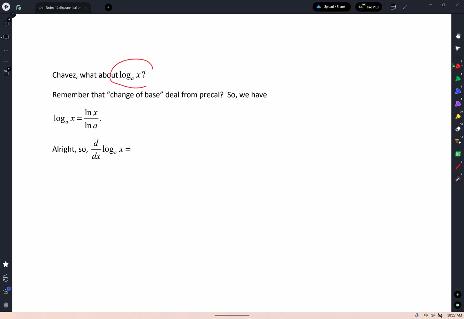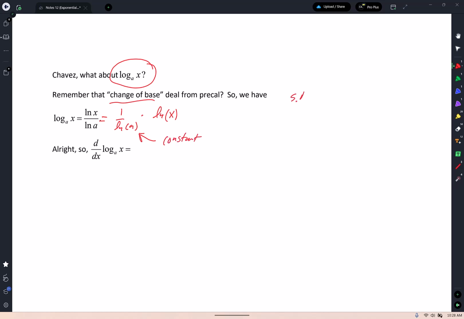Log base a of x can be written, this is called the change of base. It is also true that you can write it like this as well. So log base a of x is equal to ln of x over ln of a. Now, remember that ln of a is a constant, guys. So we're going to write this as 1 over ln of a times ln of x. Why are we writing it like that? Because we know the derivative of ln of x. And then 1 over ln of a, that's just a constant.